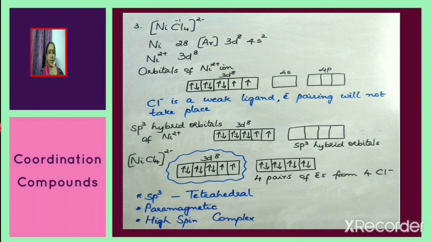In NiCl4 2-, the 3d8 configuration is shown, and then there will be 4 pairs of electrons from 4 chloride ions present in the sp3 hybrid orbitals. So nickel 2+ is under sp3 hybridized state, therefore the complex is tetrahedral. Due to the presence of 2 unpaired electrons in the 3d orbitals, the complex is paramagnetic, and it can also be called as high spin complex.